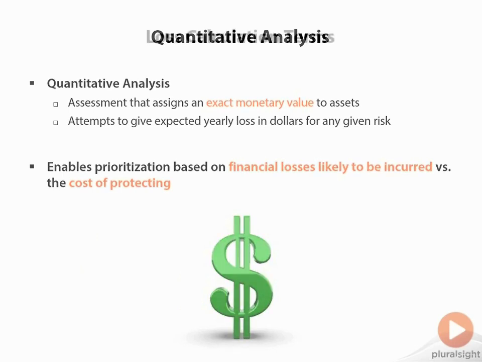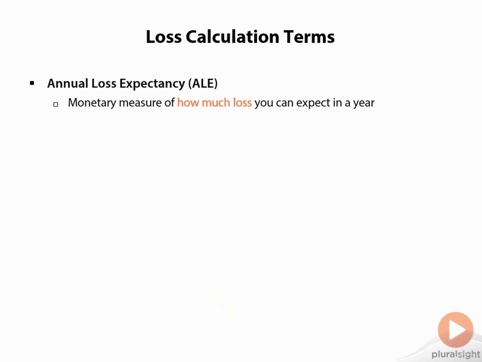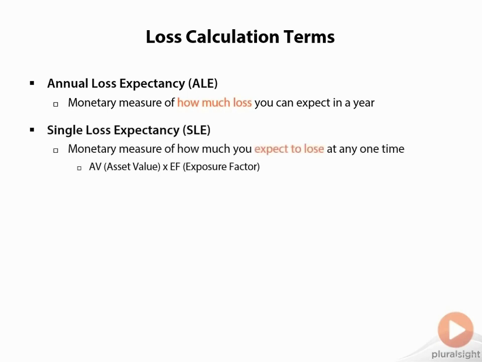All right, so some loss calculation terms that we use to calculate some of these things, as I mentioned before, are the annual loss expectancy, or the ALE, okay, the monetary measure of how much loss you can expect in 1 year. The single loss expectancy, or the SLE, is the monetary measure of how much you can expect to lose at any one time. All right, so single loss. So that's calculated by the asset value times the exposure factor, okay, AV times EF.